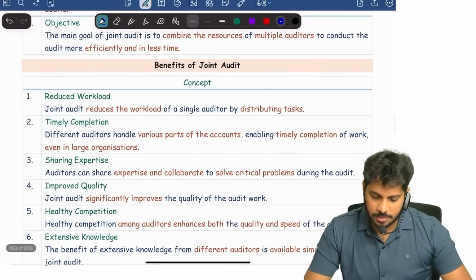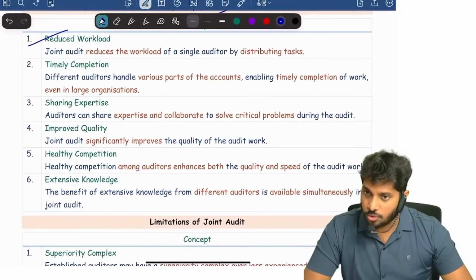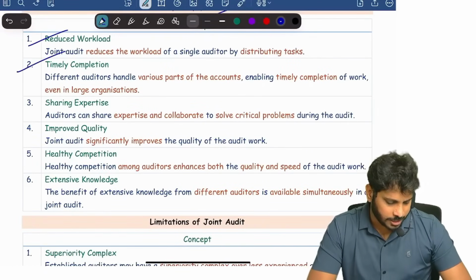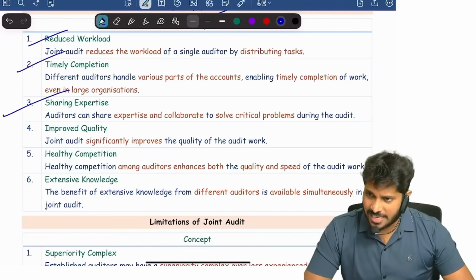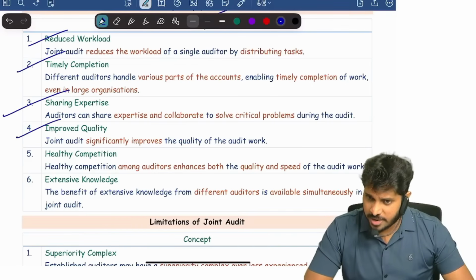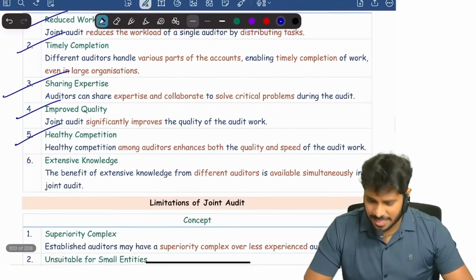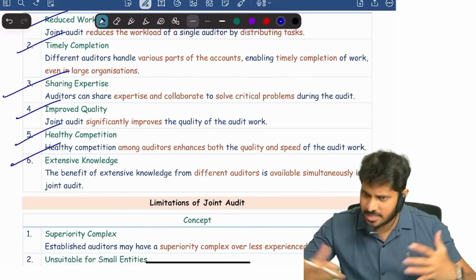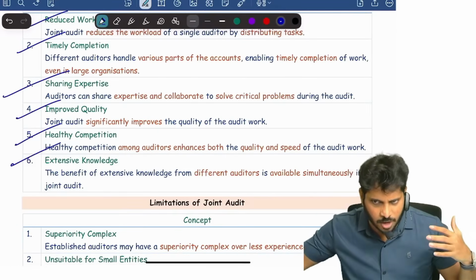So what are the benefits of joint audit? Reduced workload, audit will be completed on time, yes or no, and sharing of expertise, quality of work can be improved a lot, healthy competition, knowledge extension, extensive knowledge can be shared because multiple people are involved.